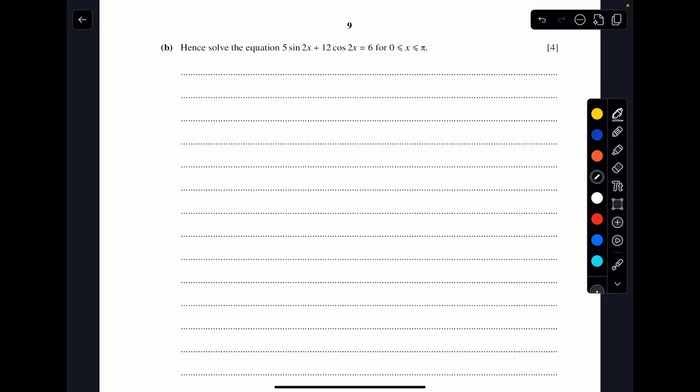Right guys, now for number B, it says hence solve the equation 5 sine 2x plus 12 cos 2x equals 6 for x being between 0 and pi. So you know the drill. 4 marks, put the timer on now, 4 marks, 4 minutes, let's get cracking on. Boom. So what do we need to do here?